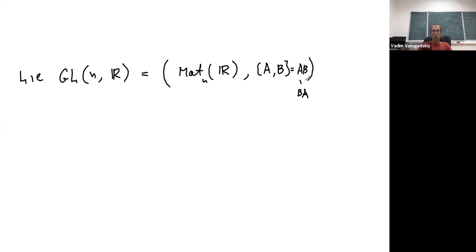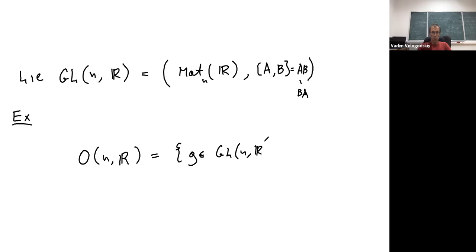So this is a key computation, and once we have it done, you can compute the Lie algebra for many other groups. For example, the orthogonal group. Let me finish with another example. Let's consider O(N, R). This is the group of matrices G in GLN satisfying the property that G times G transpose is equal to 1.